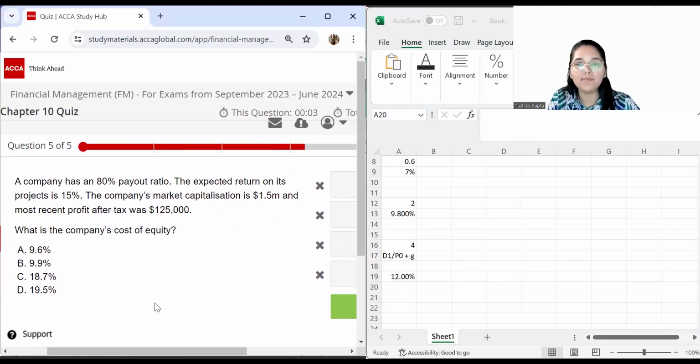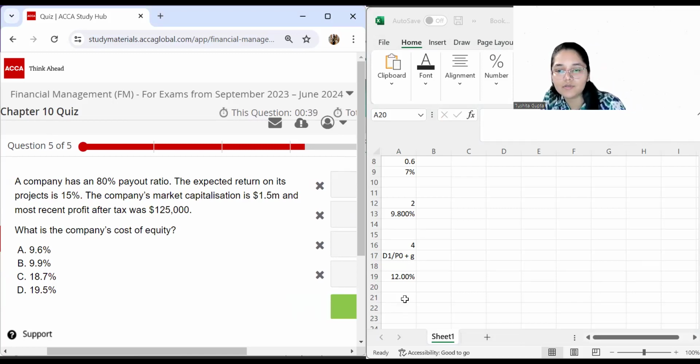A company has 80% payout ratio. Expected return on its projects is 15%. Company's market cap is given to be $1.5 million, and the most recent profit after tax was 125,000. So over here, you can see that because the payout ratio has been given to us, to calculate the growth rate, you are essentially going to use the G is equals to BR method. So basically, B is your retention ratio. If 80% is payout, that means 20% your company is retaining. Multiply that by the expected return, which is 15%.